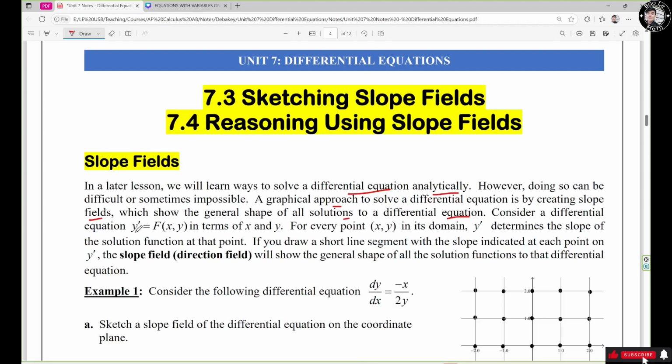Consider a differential equation y prime equals capital F of x and y, in terms of x and y, for every point x, y in its domain. Y prime determines the slope of the solution function at that point. If you draw a short line segment with the slope indicated at each point, the slope field, or direction field, will show the general shape of all solution functions to that differential equation.